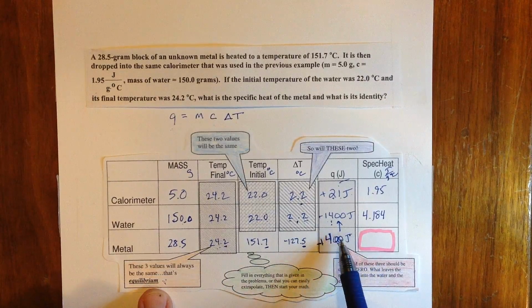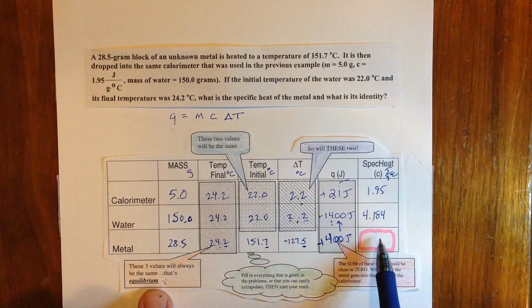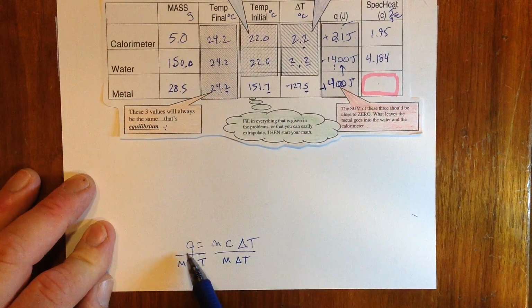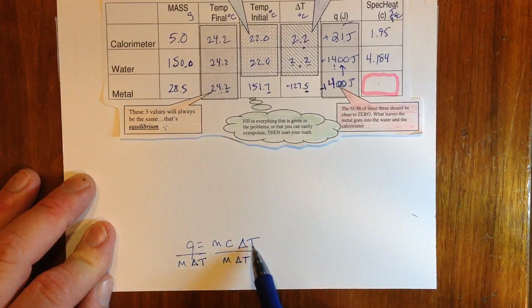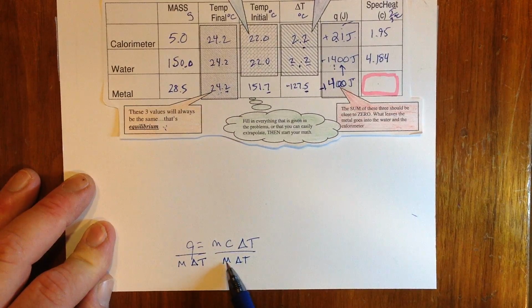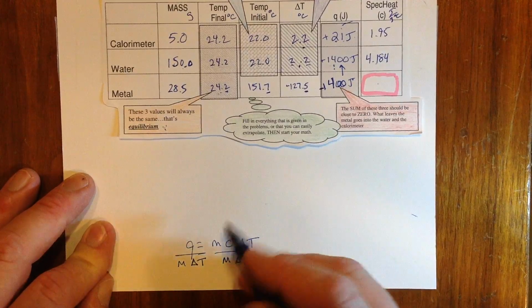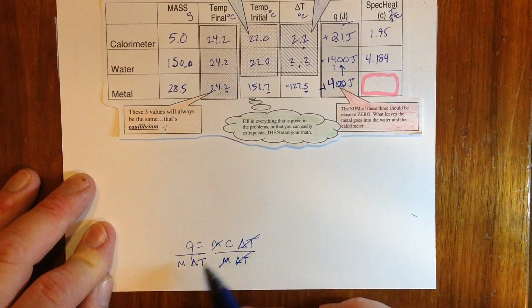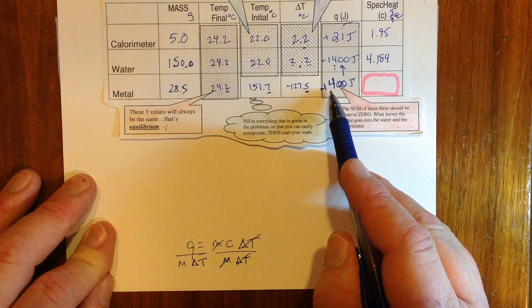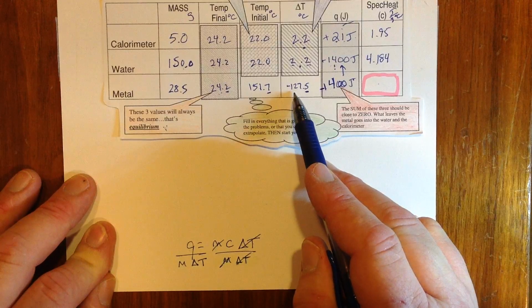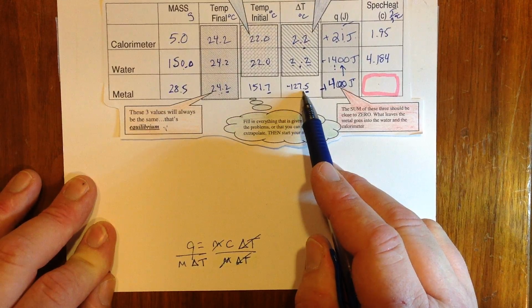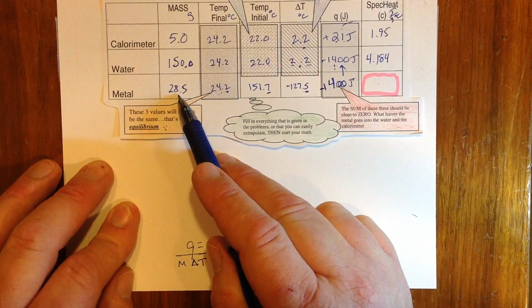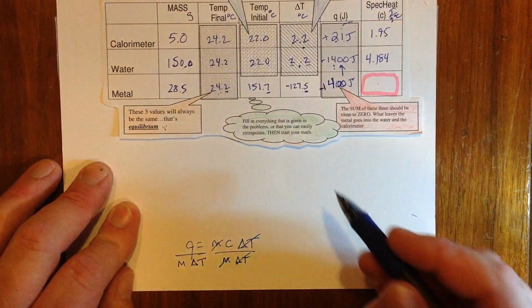Now all we have to do is, we're backwards here. We're missing what we need. Let's look at the formula again. Remember, Q equals m c delta T. If we divide both sides by mass times delta T, that's going to leave the specific heat by itself. So now we're going to go negative 1400 divided by negative 127.5, divided by 28.5, and that's going to give us an answer of something like 0.3.